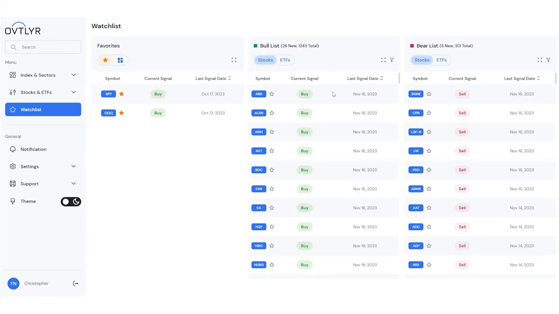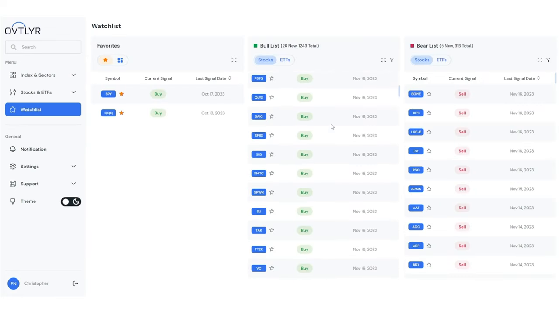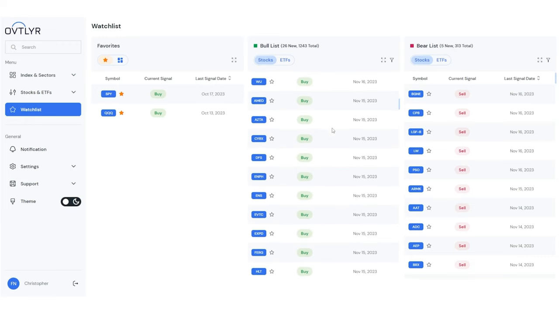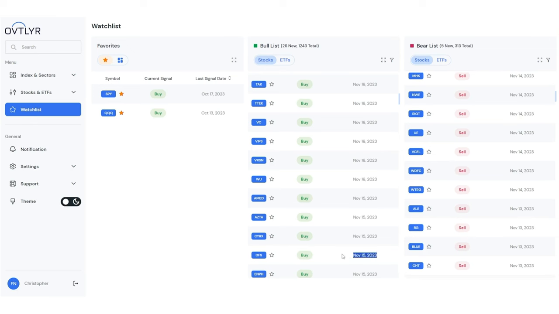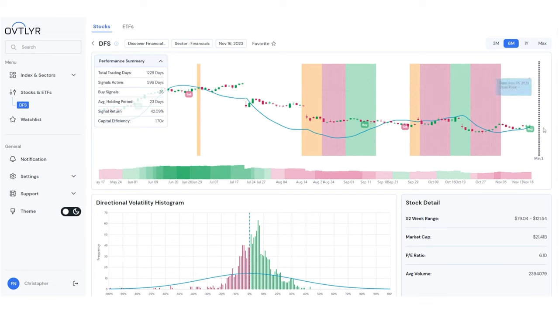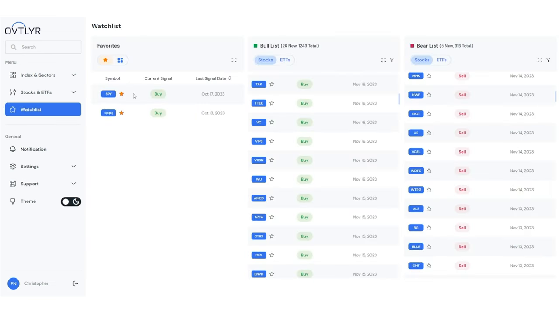With the watch list, you can keep an eye on all your stocks in one place. Use the bull and bear list to filter stocks by date based on the buy and sell signals. It's a streamlined way for first-time investors to curate their trading. You can add stocks to your favorites to easily track the buy dates and learn about historical performance. Once you've got a list going, you can turn on alerts to buy or sell at the right time.